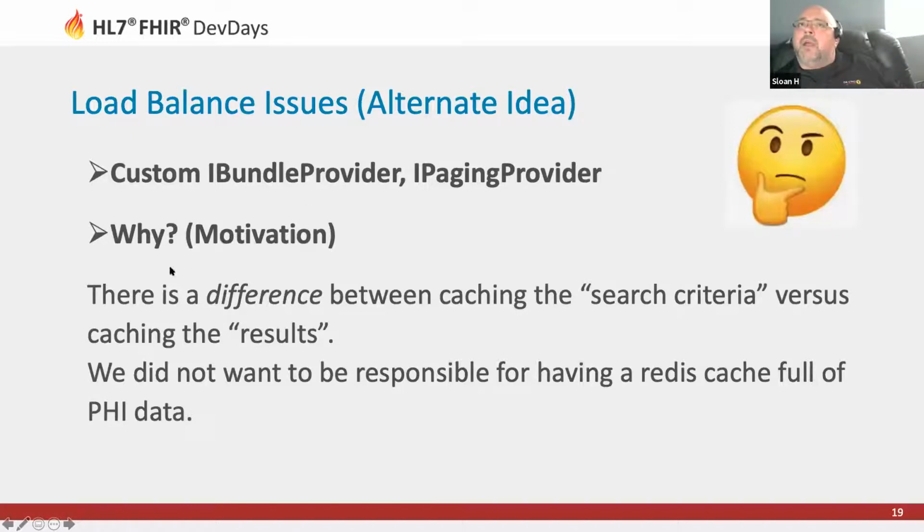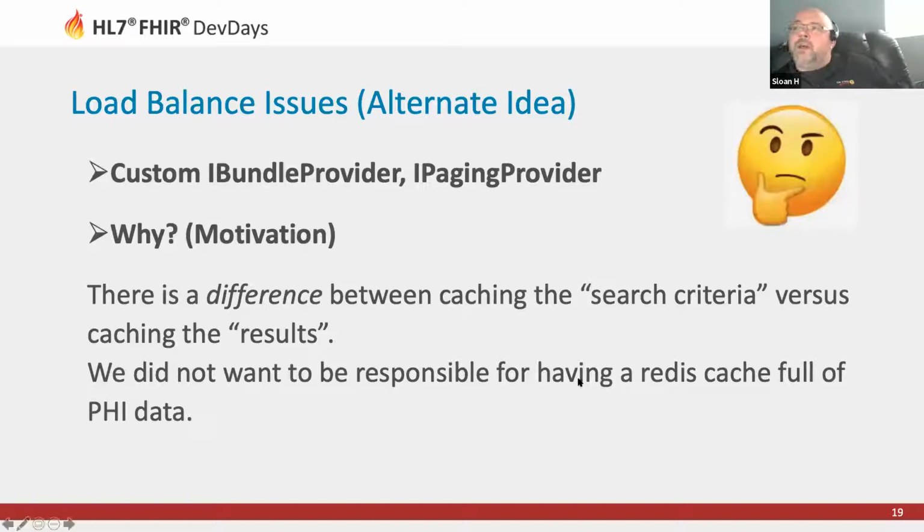And the why we did this, pause here a second and read this. There is a difference between caching the search criteria versus caching the results. And we did not want to be responsible for having a Redis cache full of PHI data. You know, one of the things about the world that we're living in is we've got patient records, very sensitive data.